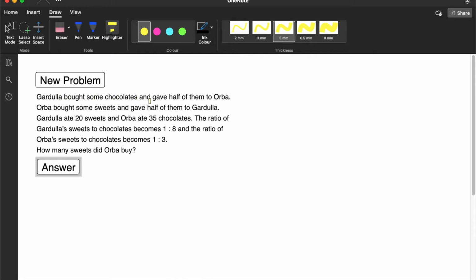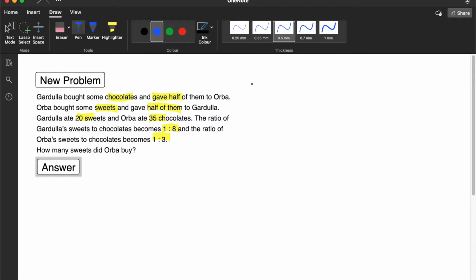Gardula bought some chocolates and gave half of them to Orba. And Orba bought some sweets. Right, so this is chocolate, this is sweets, and gave half of them to Gardula. Gardula then ate 20 sweets and Orba ate 35 chocolates. And then the ratio of Gardula's sweets to chocolate became 1:8, and the ratio of Orba's sweets to chocolate became 1:3. Okay.